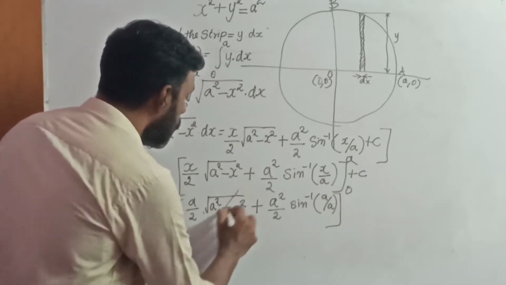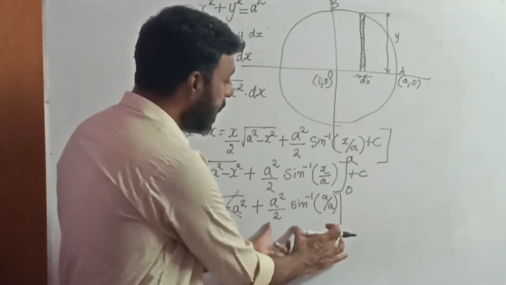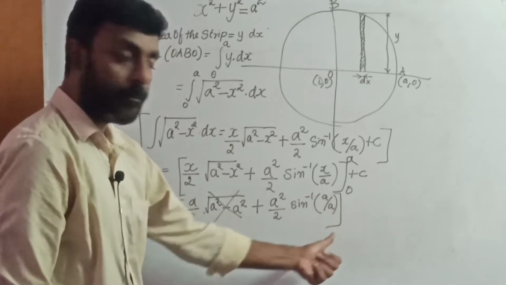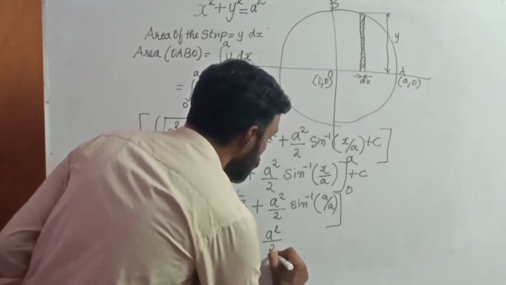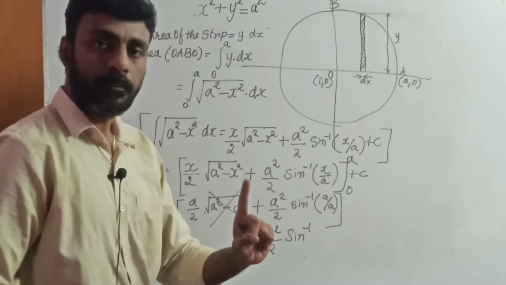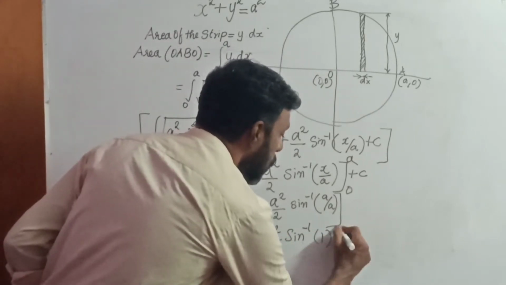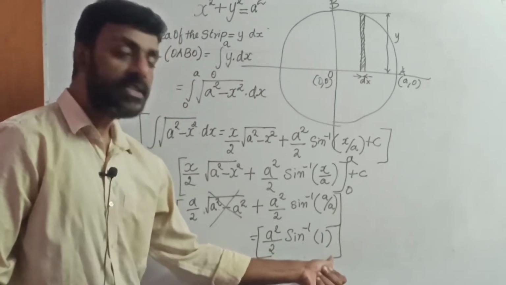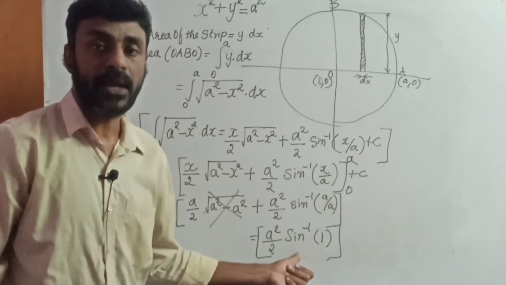Now here a squared minus a squared is 0, so this won't work. I'm left with only one term, that is a squared by 2 sine inverse of a by a, and a by a is 1. So sine inverse of 1. This is what I am left with. So what is sine inverse of 1? Sine inverse of 1 is 90 degrees, since sine 90 degree is 1. So it will be pi by 2.